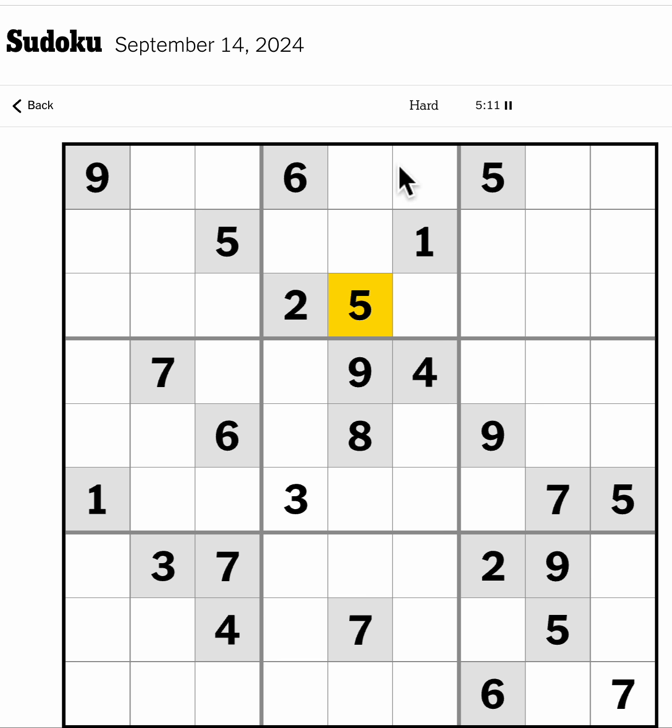Okay. Looking at row 1, 7, this 7 blocks here, this 7 blocks here, this 7 blocks here, and this 7 blocks here, so this is the only cell I can put 7, and now I have 8, 9 double here. Doesn't mean much, but this 7 blocks these 2, this 7 blocks here, this 7 blocks here, so I get 7 in here.